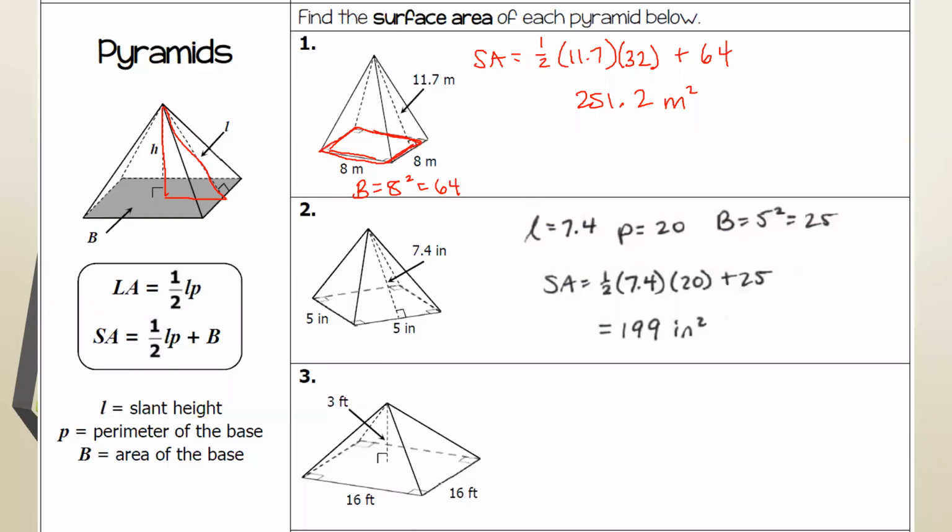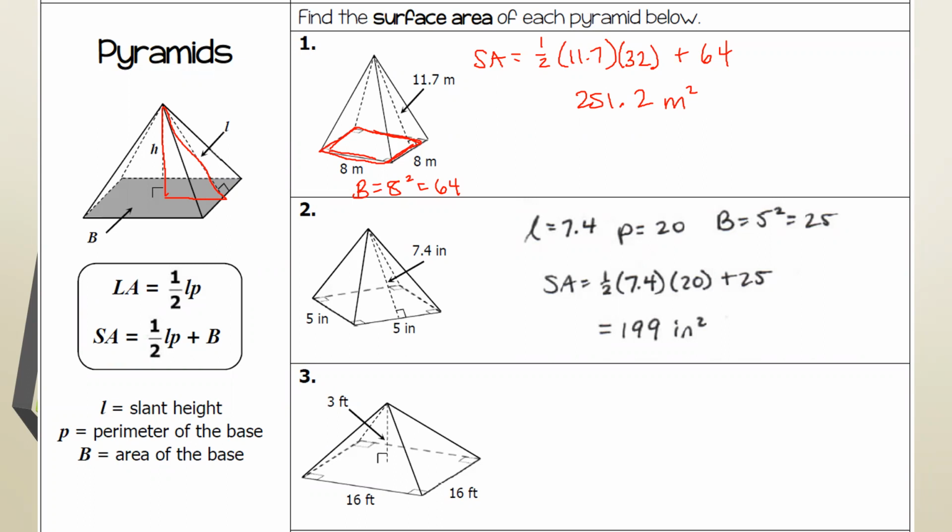So the surface area for number 2, you should have gotten 199 inches squared. Your slant height was given to you, that was 7.4. The perimeter is the perimeter of that square base, 5 plus 5 plus 5 plus 5. And the base is the area of that square base, which is 25. Plug all those numbers into your surface area equation, you get 199 inches squared.